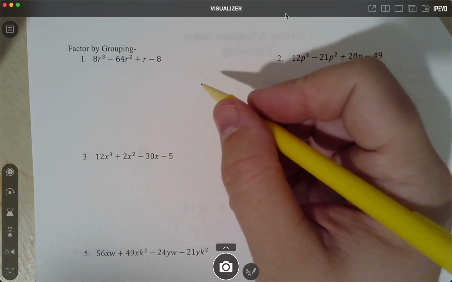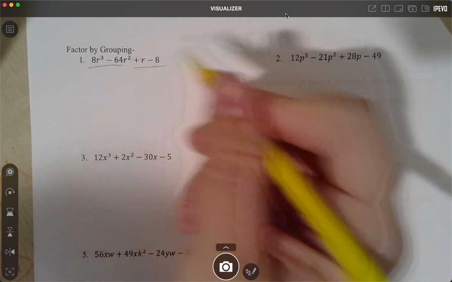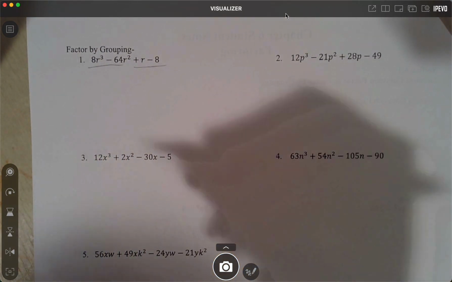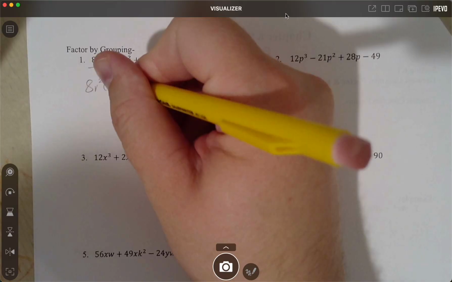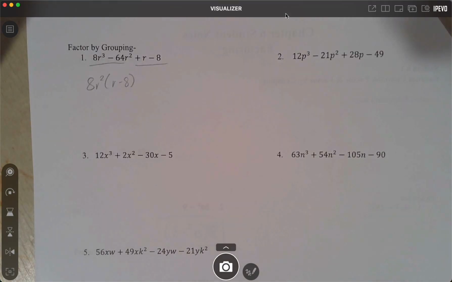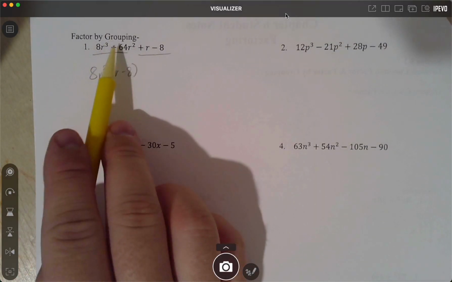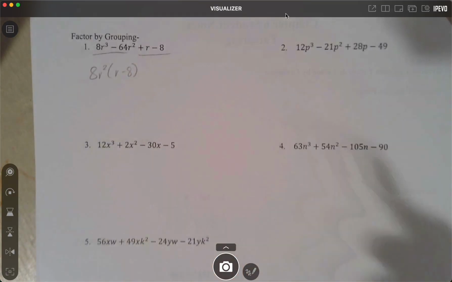So when we're in this course, essentially anytime you see a 4-term problem, you're going to be doing some sort of by grouping. And so here's the by grouping technique, is when you see 4 terms, think about them 2 at a time. So first 2, last 2. For the first 2, find your common factor. So for the first 2, 8 is shared by both, and then r squared is at least shared by both, and so we're left with r minus 8. Again, leftovers go in parentheses.